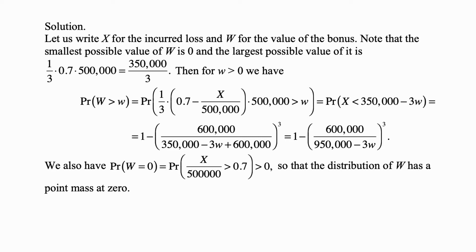And according to the formula given for the cumulative distribution function, that's equal to 1 minus 600,000 over (350,000 minus 3w plus 600,000), so this becomes 1 minus 600,000 over (950,000 minus 3w). The whole quantity is cubed. Also in the previous formula it was cubed. So we also have the probability that W is equal to 0 is the probability that x over 500,000 is more than 0.7, which is positive, so the distribution of W has a point mass at 0.